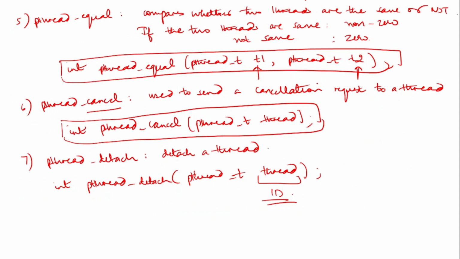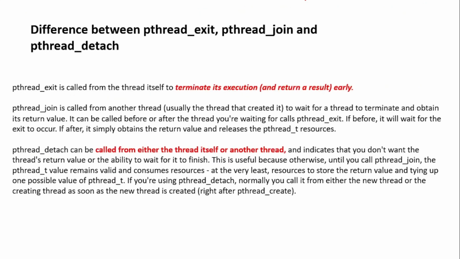Pthread_equal is used to compare two threads, whether the two threads are the same or not. If they are the same, a non-zero value is returned. If not, then a zero value is returned. Pthread_cancel is used to send a cancellation request to the thread, and detach is used to detach a thread. Now the question comes, what is the difference between pthread_exit, join and detach functions? We saw all the three functions here.